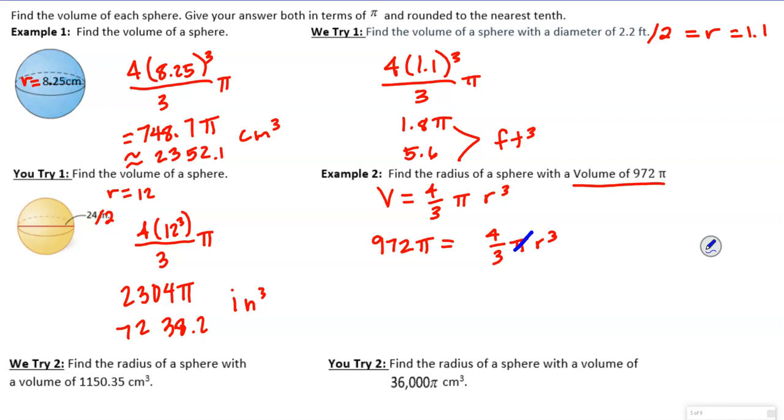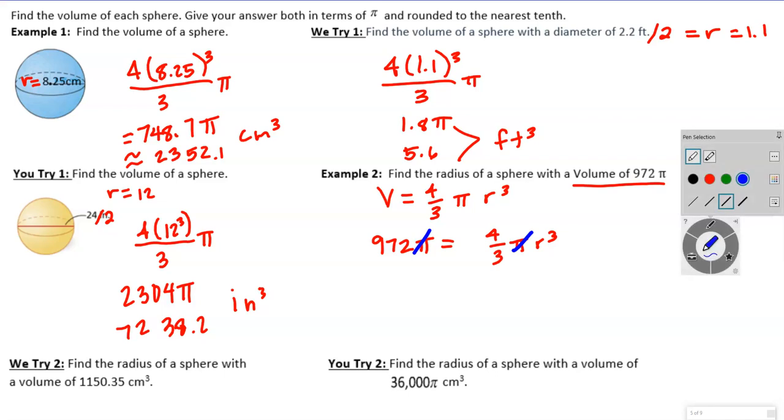So we're going to go ahead and mark out the pi's because they're on both sides of the equal sign. Now, how do you get rid of a fraction? You multiply by its reciprocal, right? So that's going to be 3/4. Flip it and then multiply it, because now that's 12 over 12, which is 1, right? So we're going to take 3/4 of the 972. Do that in your calculator and you get 729.